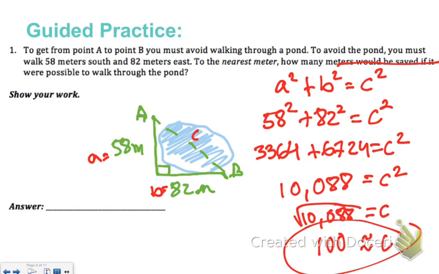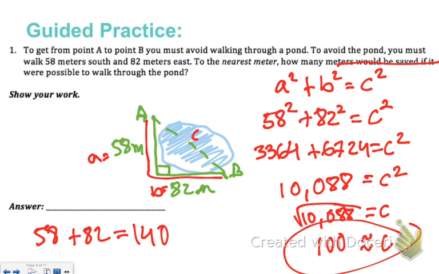If we went south and then east, we would be walking a total of 58 plus 80, 140 meters. And the difference between 140 and 100 is 40 meters. So that's how long of a distance we would be saving if we could walk through the pond somehow.